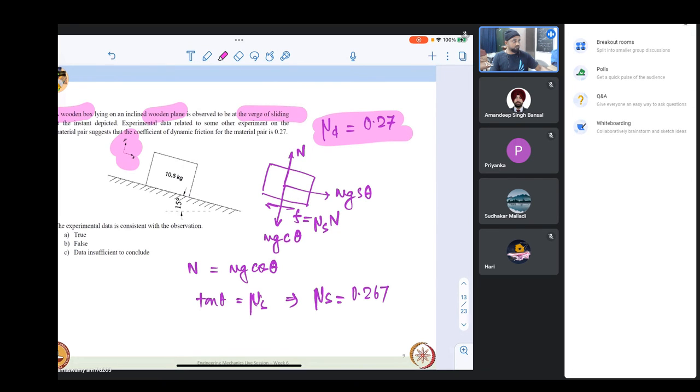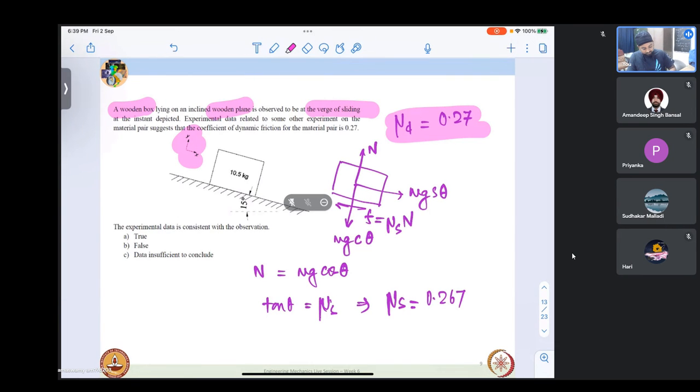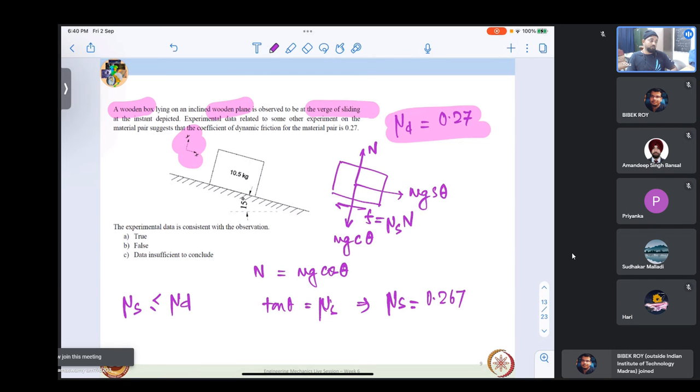So what this data is suggesting is that mu s is less than or equal to mu d is the conclusion that we are able to draw from our experimental data. But in actuality, there have been numerous experiments, and since it agrees with many experiments that is taken to be correct, and it is observed that calculations based on that also follow, and we are able to predict the correct mechanical behavior.